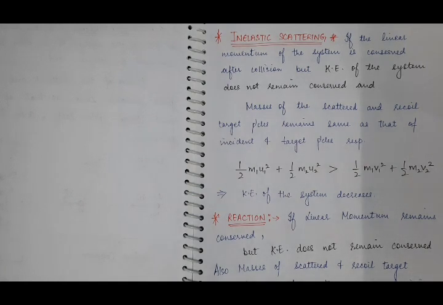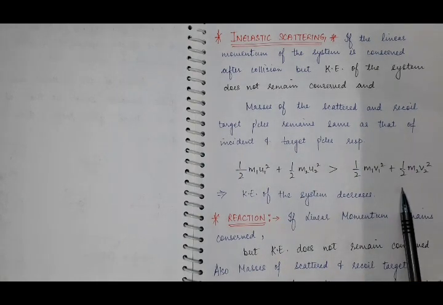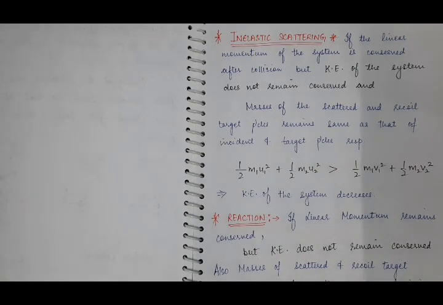and target particles. And in case of inelastic scattering, the initial kinetic energy of the system before collision is greater and kinetic energy of the system decreases after collision. So that's why the kinetic energy of the system before collision is greater than the kinetic energy of the system after collision. And this decrease in kinetic energy appears in the form of heat, or it can appear in the form of some other losses of energy.